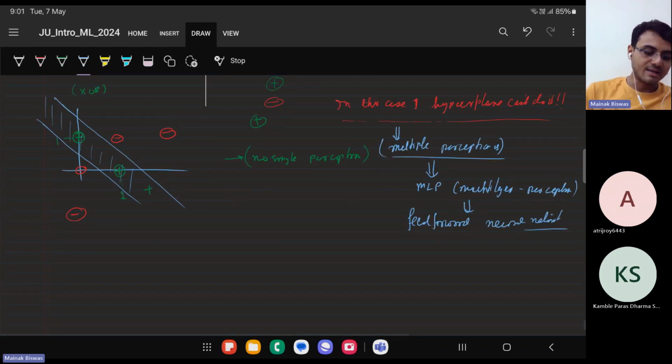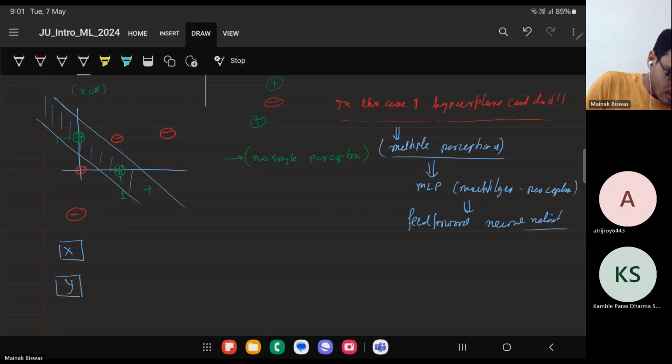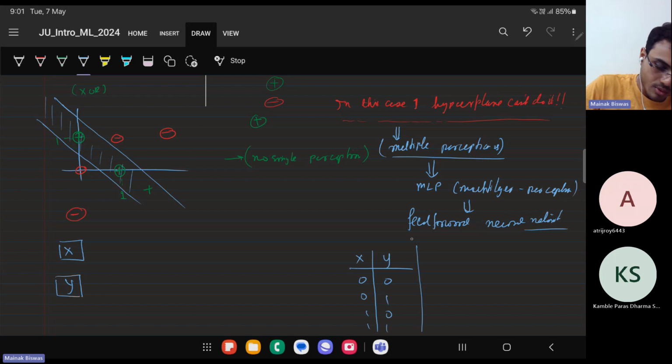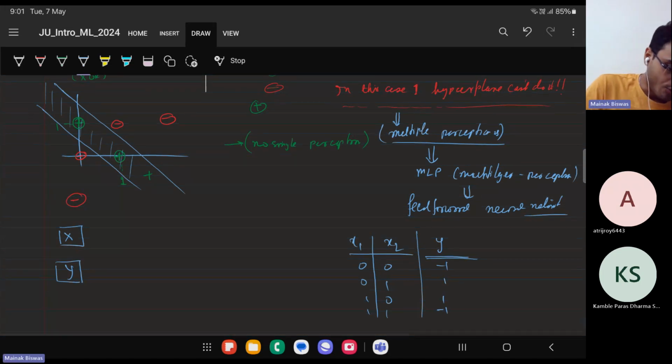So now let me give you one example. I'll take a very simple neuron. See, I have X and Y as my inputs, right? I have these two as my inputs. X, Y: 0, 0, 0, 1, 1, 0, 1, 1. What is the output? Okay, let me take X1 and X2. What is the value Y? 0, minus 1, 1, 1, minus 1. Yes or no? Yes. Okay.